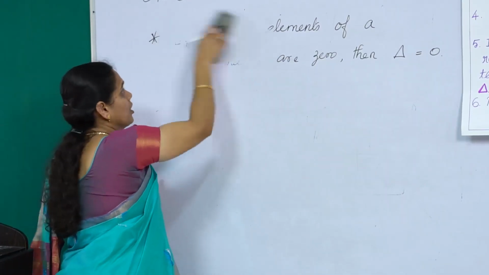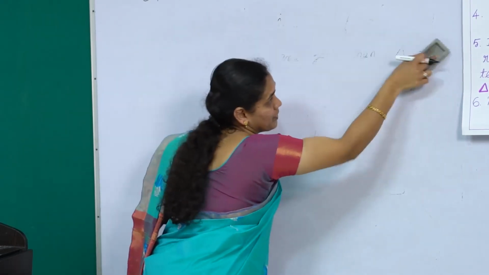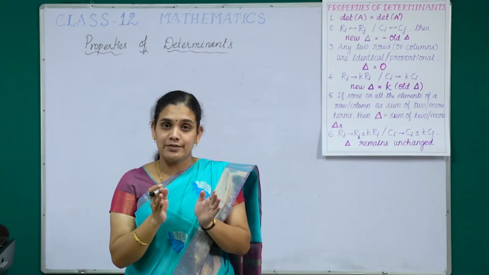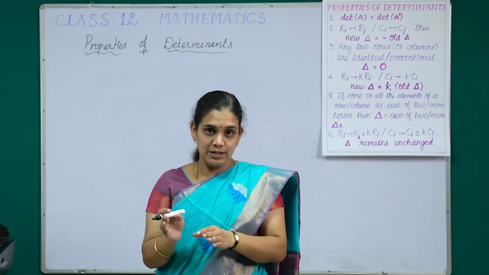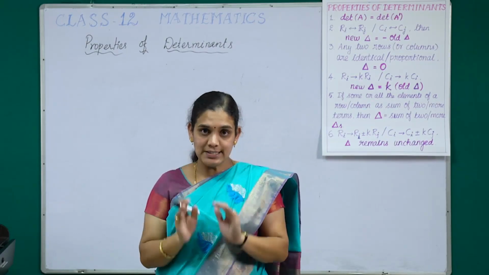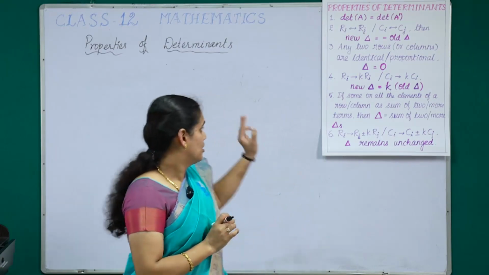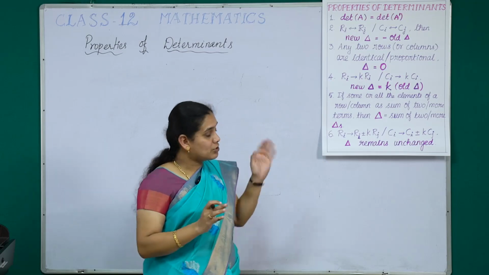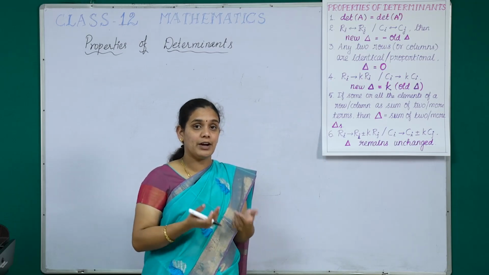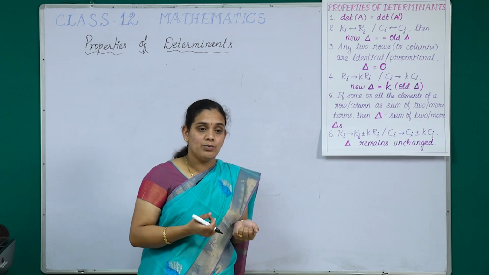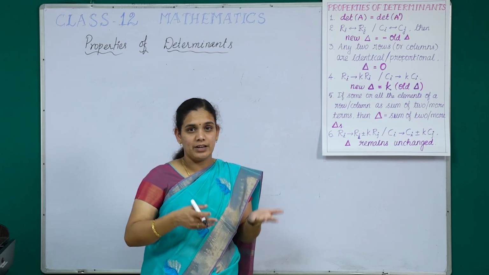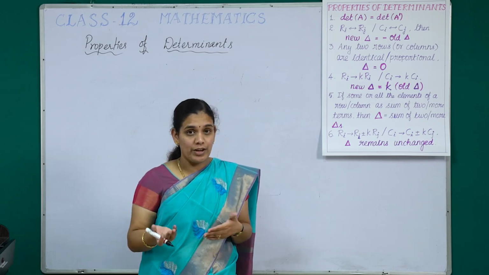If it is mentioned in the question "using properties of determinants, evaluate", then we must use a minimum of 2 properties before we expand the determinant, because it will make it easier. We can easily find the answer. Sometimes students are confused about which property should be used for which problem. Every problem has its own way of solving.